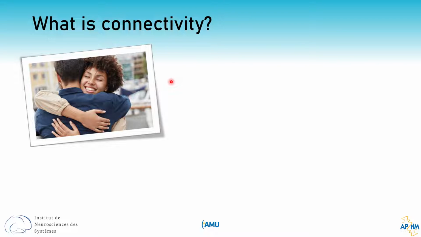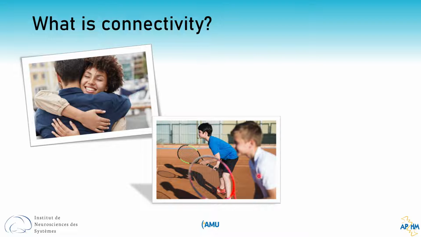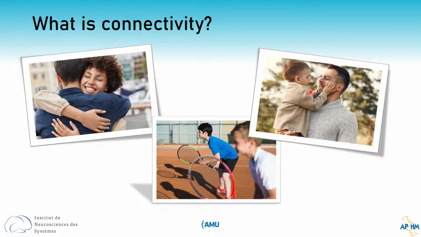We may consider that two people are connected if there is a physical link between them, for example, if they are hugging each other. But it could be an abstract connection. For example, they are also connected if they play tennis together or if they are relatives.